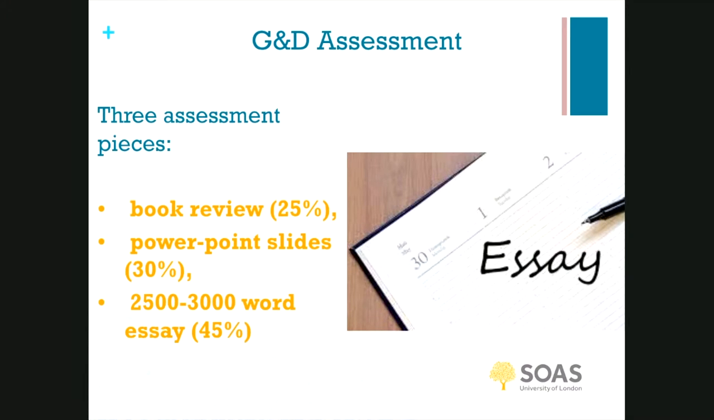Moving on to the assessment that is required for the course. There are three basic assessment pieces that you are required to produce over the 20 weeks of this term. Firstly, a book review, where you choose a book related to the themes of the course and write a review worth 25% of your overall assessment.